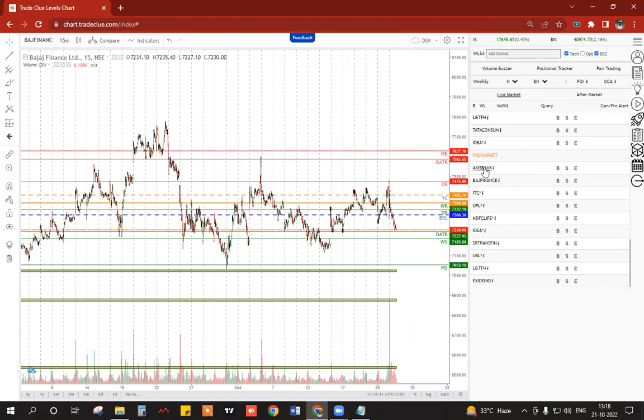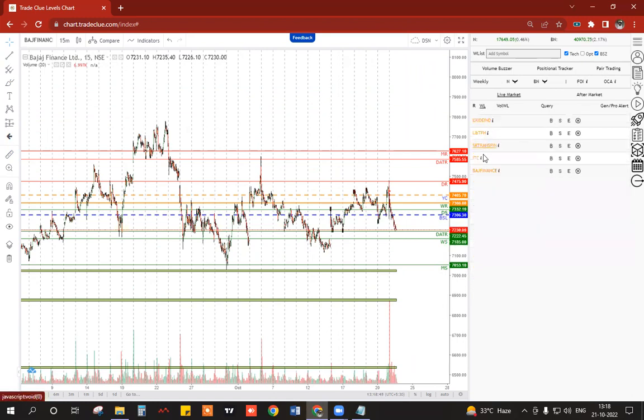So from all these pre-market stocks, around 10 stocks were there in the pre-market list, out of which we only selected 1, 2, 3, 4, 5.